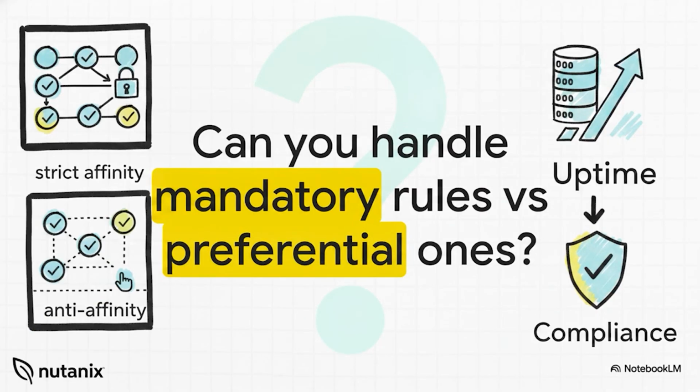So as you hit the books and continue prepping, always ask yourself, can I clearly identify the mechanical boundaries between strict affinity and preferential anti-affinity? If a massive, multi-node failure hits your cluster tomorrow, are you 100% confident your policies will protect your workloads without accidentally violating your software licenses? Review your environment, master these rules, and you won't just crush the NCP-MCI 7.5 exam, you'll bulletproof your infrastructure.